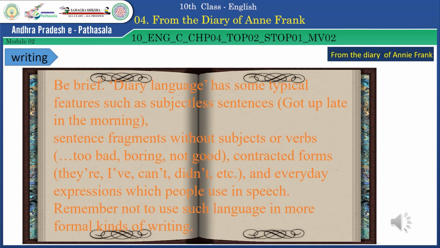Diary language has some typical features such as subjectless sentences. For example, got up late in the morning. Sentence fragments without subjects or verbs. Too bad, boring, not good. Contracted forms like there've, can't, didn't, etc. And everyday expressions which people use in speech. Remember not to use such language in more formal kinds of writing. Hope you understand well. Children, shall we do a small activity? Come on.